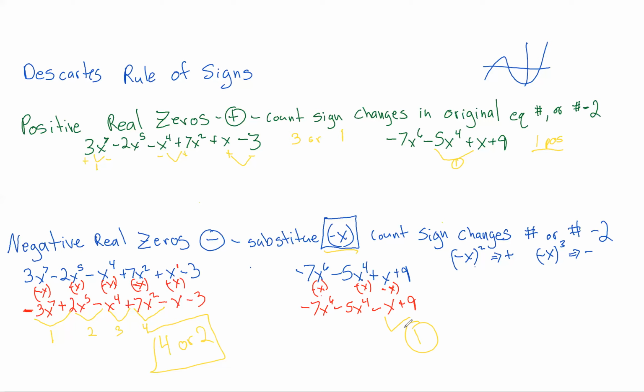Descartes' Rule of Signs can be a little tricky, but knowing that we take the original equation and count the sign changes, and those are the number of possible positive real zeros. And remember, it's either that number or we subtract 2 from it because of conjugate pairs. Now if we're looking for negative real zeros, we substitute in negative x wherever we have x, work that out in the equation, and then we count the sign changes from there.